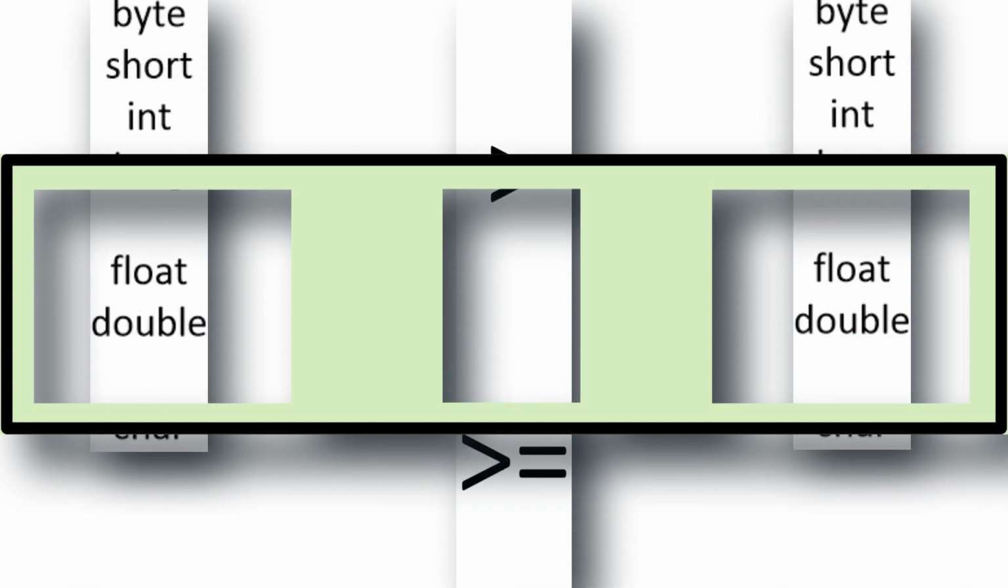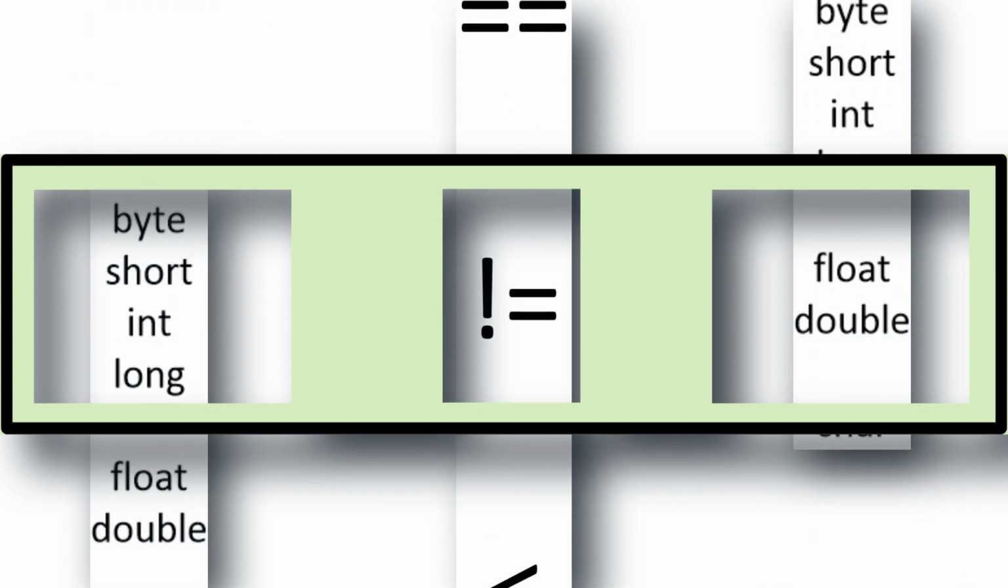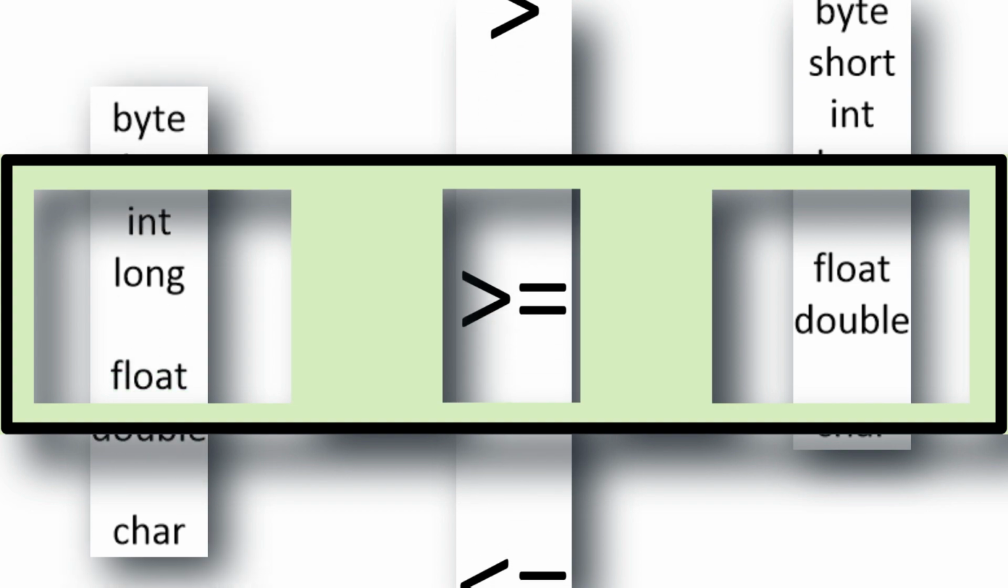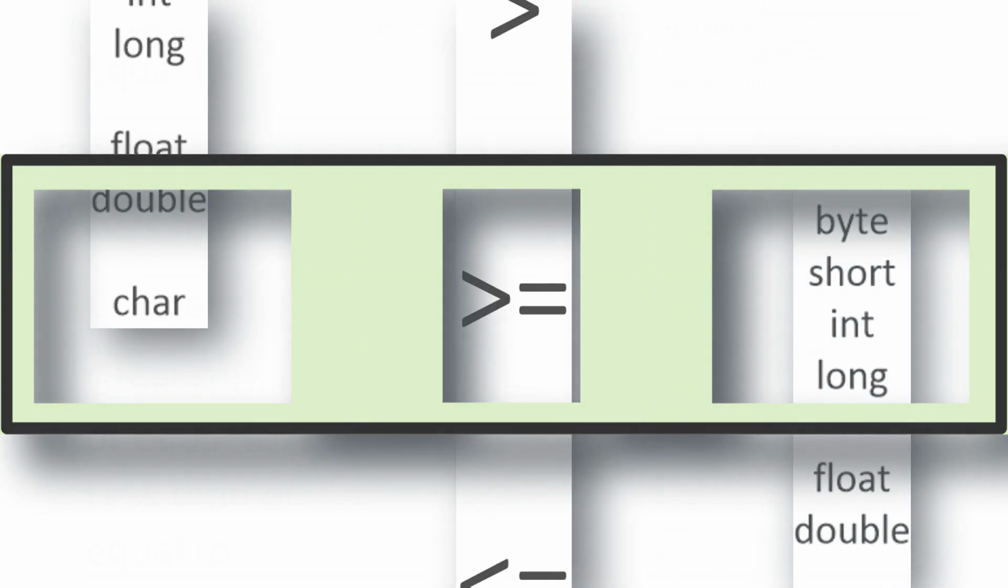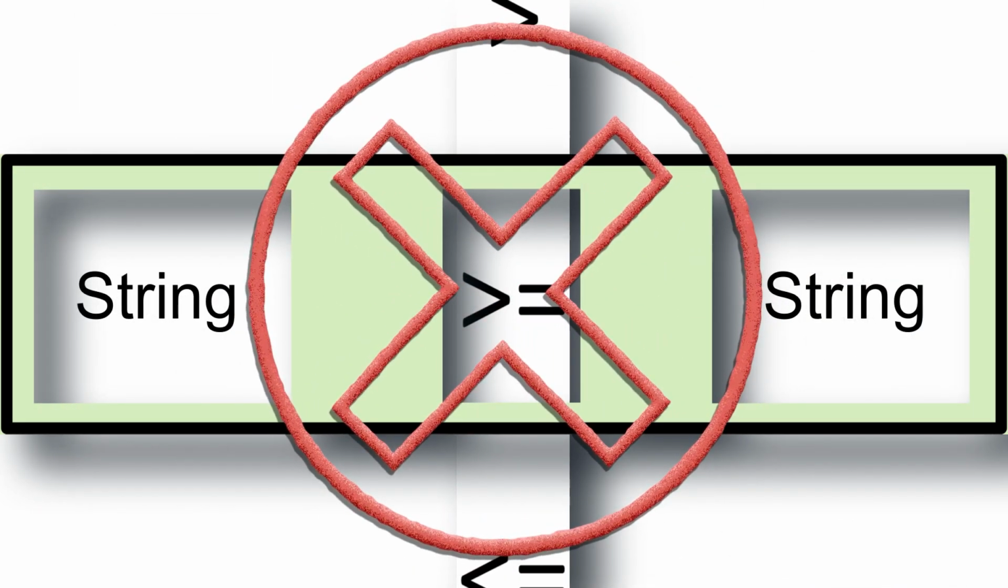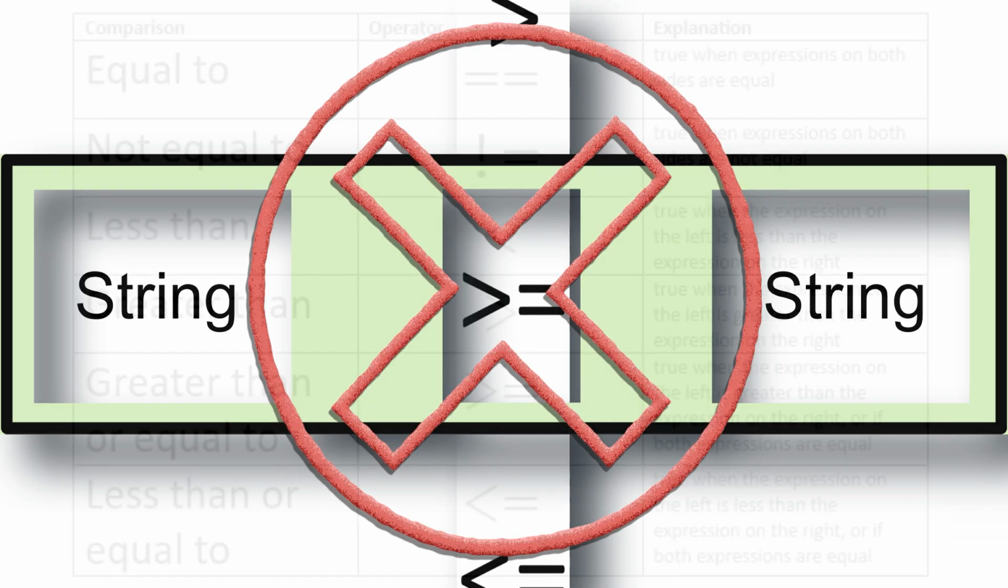You can compare integer types to integer types, floating point types to floating point types, integer types to floating point types, and characters to characters and integers. You will not use the relational operators to compare strings, however. We will have a separate video on how to compare strings, and I'll go into the interesting reason that relational operators will give you odd, difficult to debug results if you try to use them to compare strings.